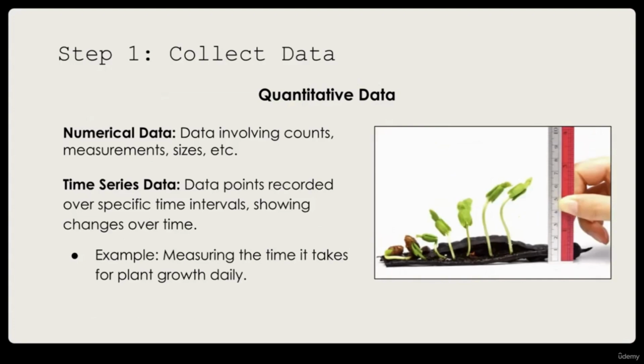Time series data is data points recorded over specific time intervals showing changes over time. An example that we can see over here is measuring the time it takes for plant growth daily. We can see this person using a ruler daily to keep track of the plant's growth every day. So think about it simply as this. Qualitative data will mainly use words, while quantitative data will use numbers.